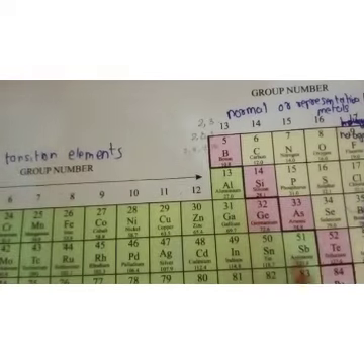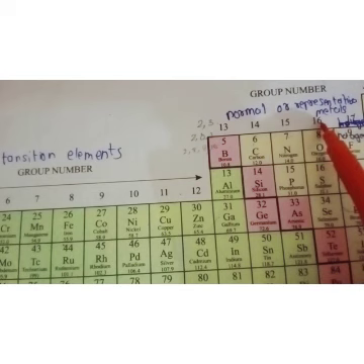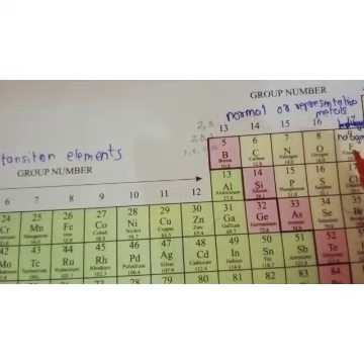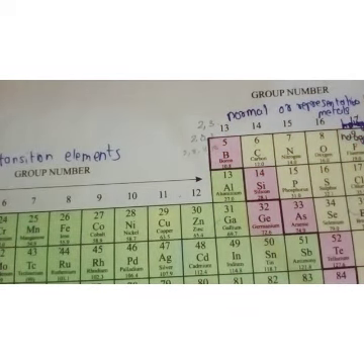For the next element, oxygen, atomic number is 8. That is 2, 6. 10 plus 6, 16 is the group number. Like that, halogens have 7 valence electrons, so 10 plus 7, 17. Like this we can calculate the group number.